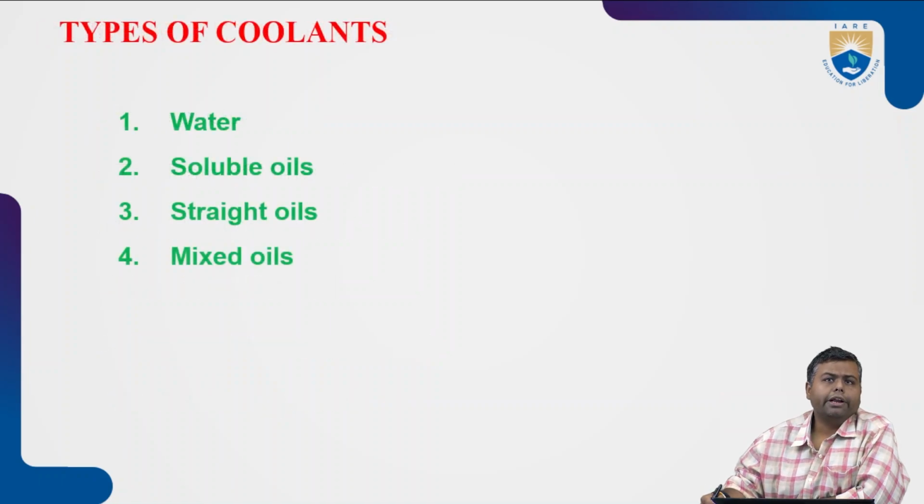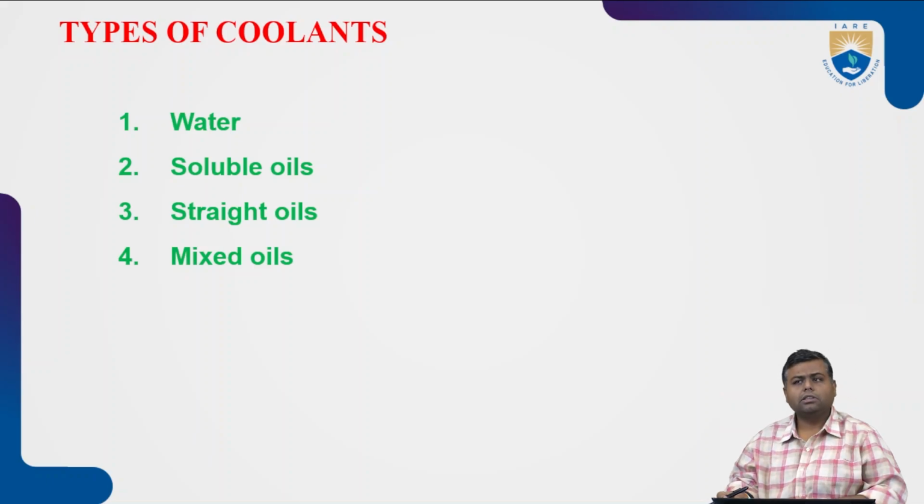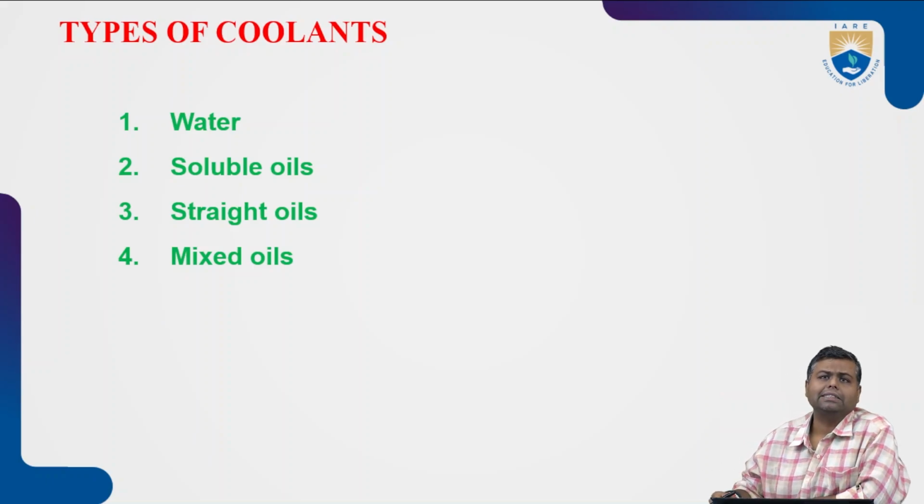Now we are going to see what are the different types of coolants available in nature with respect to the machining process. There are only 4 different types of coolants, that is cutting fluids, available in nature when the machining process is taking place. Those are water, soluble oils, straight oils and mixed oils. So these are the 4 different types of coolants available when the cutting process is carried out.